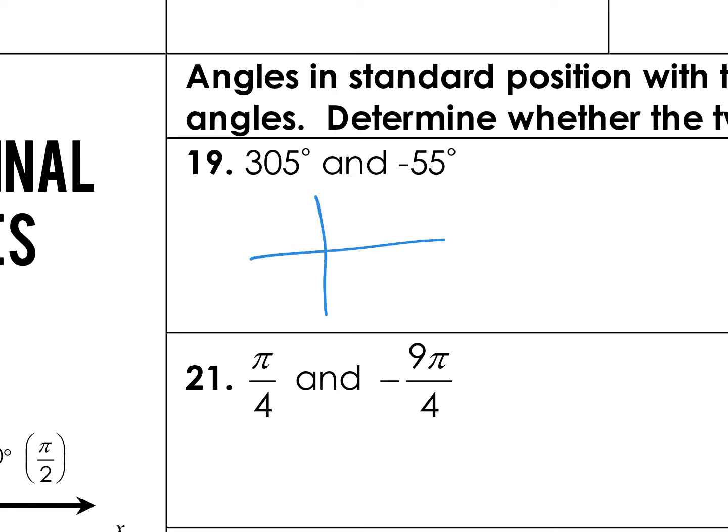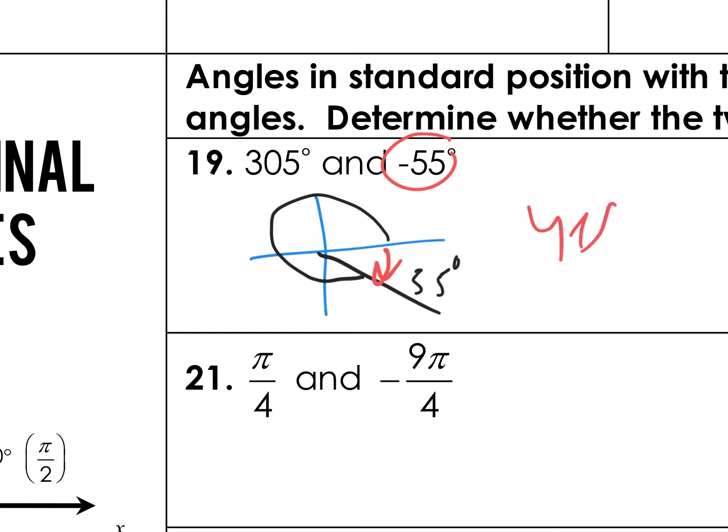305 goes all the way around till I get to here, and I realized that 305 would leave 55 degrees to get to 360. Is that right? Yeah. The other angle is a negative 55. Bingo, negative 55. Are they coterminal? Yeah, I just thought of like 360 minus 55. Is it equal to 305? Then yes, then you're concerned.